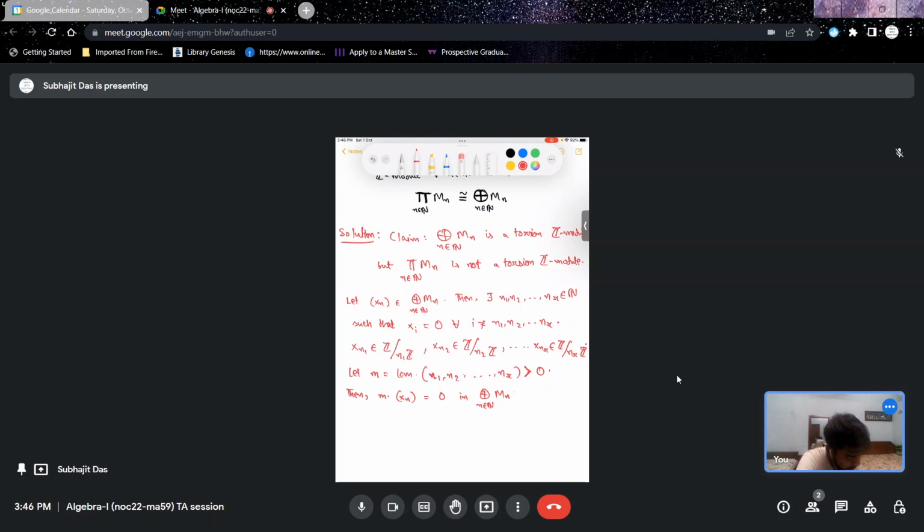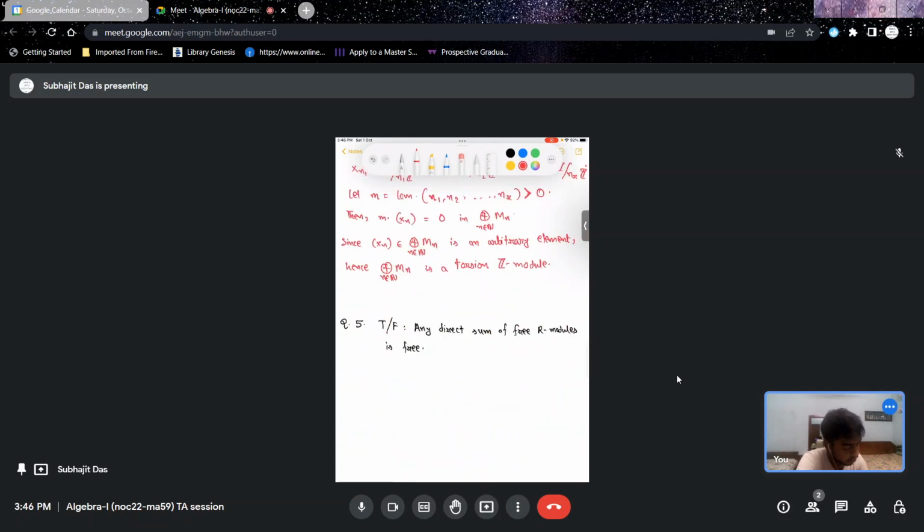Okay, so since x in the direct sum of M_n is an arbitrary element, hence every element of the direct sum is a torsion element. So the direct sum of M_n, n in natural numbers, is a torsion Z module. But this is not true for the direct product, and the reason is very easy.